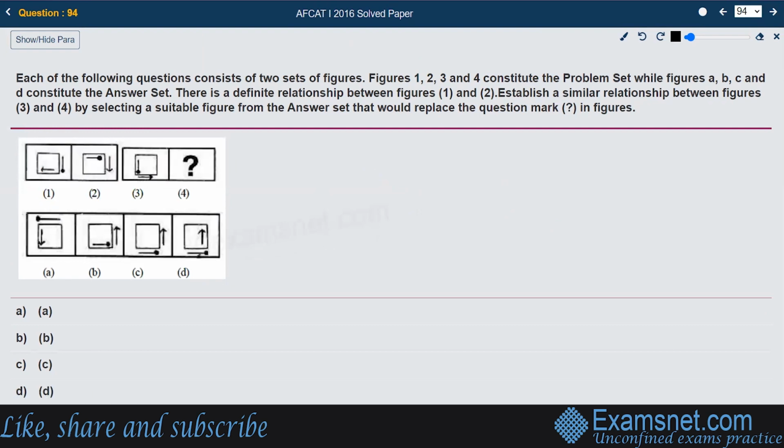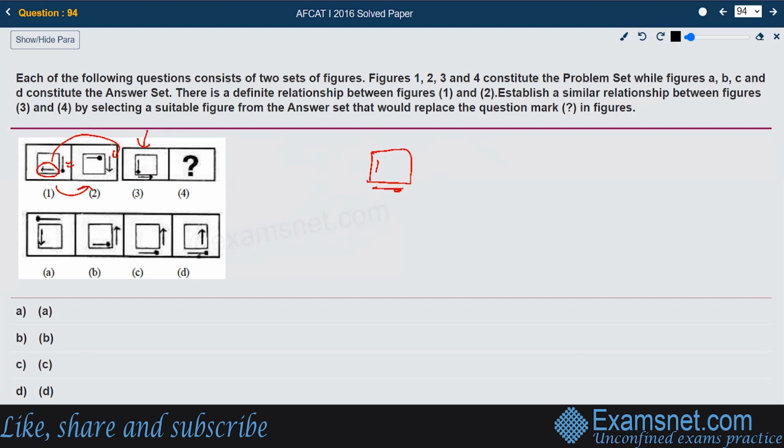Next question, 94. If you have a closer look at the 94th question, what they have done is, see, from 1 to 2, this was an arrow inside. The inside arrow has gone outside exactly at the position where the pin was. So if you have a look at this, this particular inside pin should be replaced at the position where the arrow is.